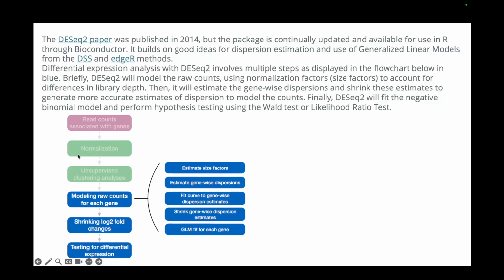So you do unsupervised clustering analysis, then you model raw counts for each gene. In that, you estimate size factors and gene-wise dispersions, you fit a curve to the gene-wise dispersion estimates, and you find a GLM, generalized linear model fit, for each gene. And then you do shrinking of the log fold changes, and then you check for differential expression.